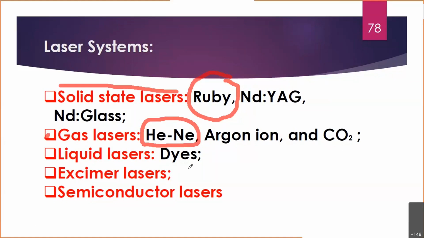And liquid lasers are also there, dye laser, excimer laser. This excimer laser will provide you the output in the UV range. Semiconductor lasers are also there. So all such laser systems exist, and if you are interested in such stuff, you can always look further.